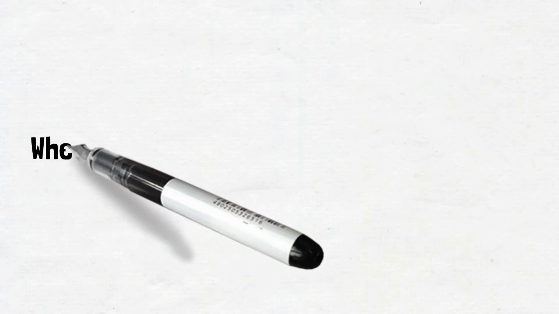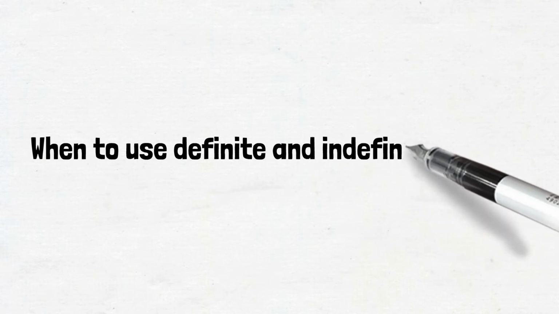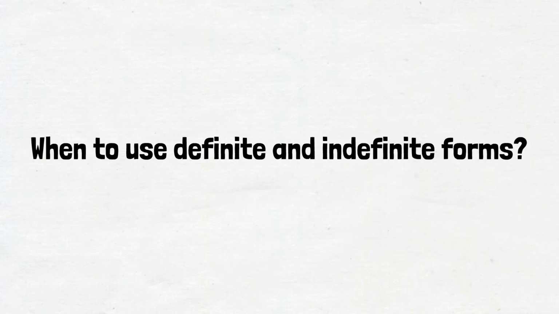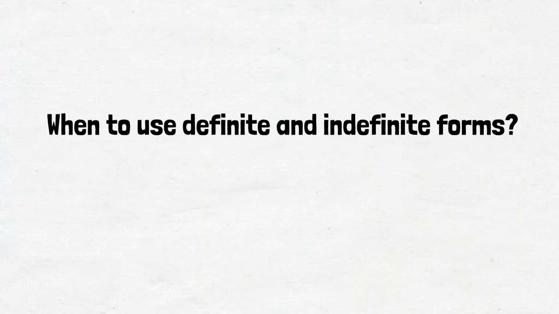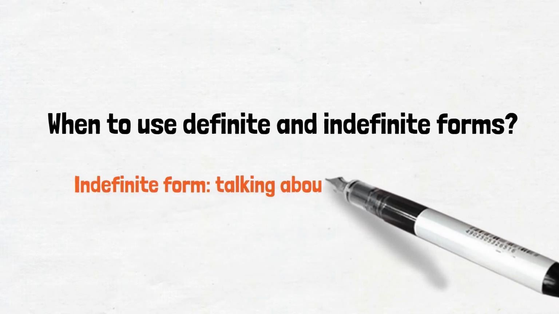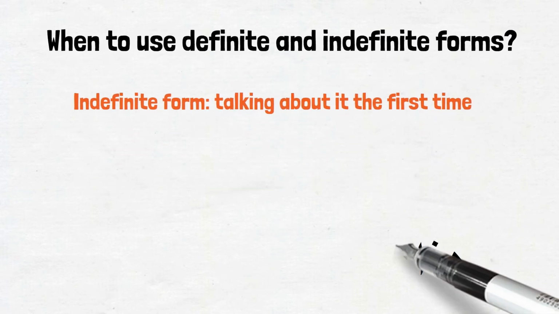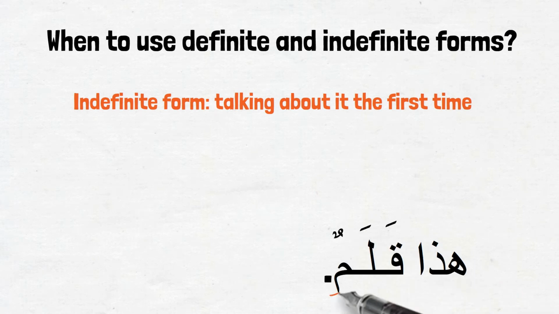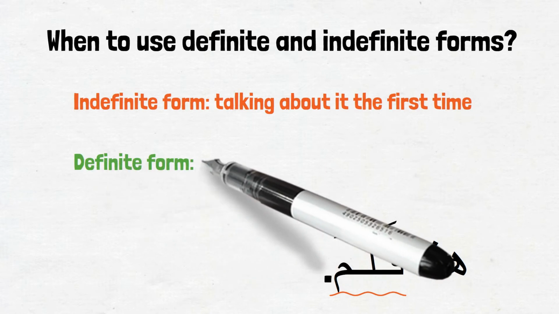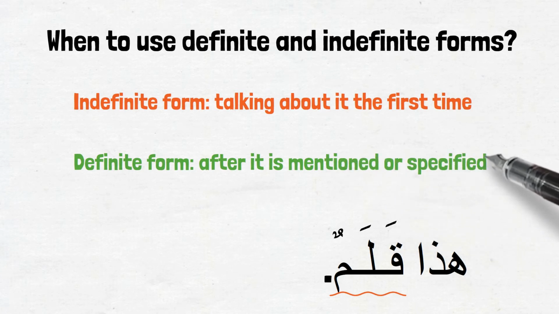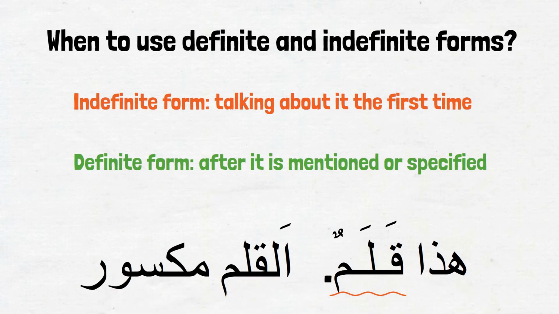Now that we already know definite and indefinite forms, the question may arise. How do we know when to use definite and indefinite words in a sentence? The answer is simple. If you're talking about something for the first time, we use the indefinite form. For example, هذا قلم. We are introducing قلم for the first time. That is why it is coming in indefinite form. Now that we know which pen we are talking about, we can mention it using definite form next time. For example, after هذا قلم, we can say القلم مكسور, which means the pen is broken.